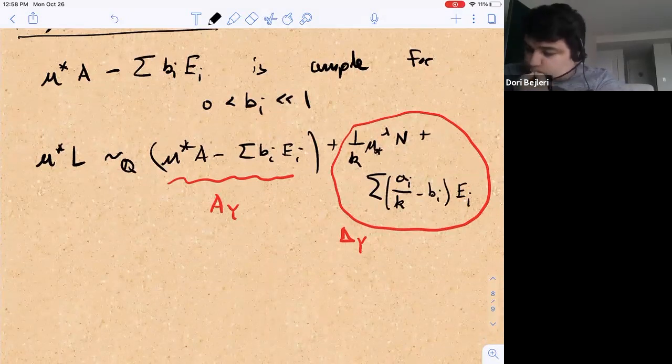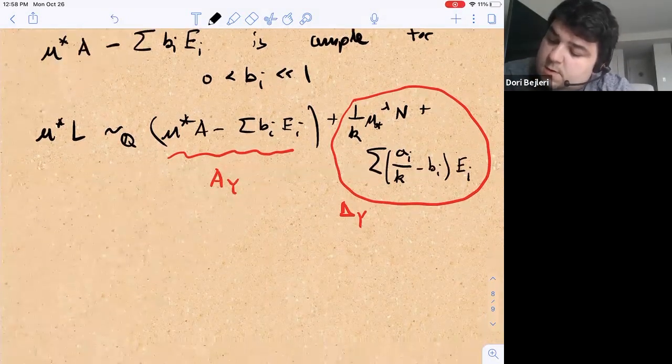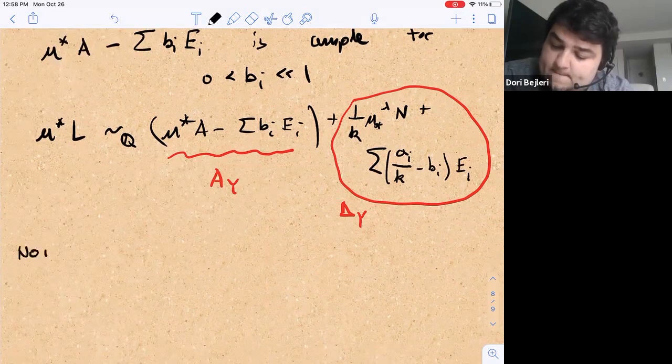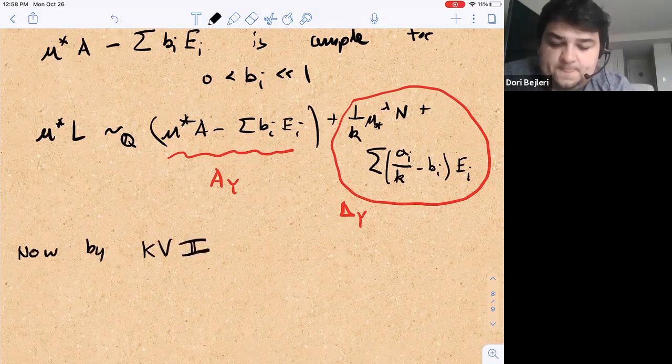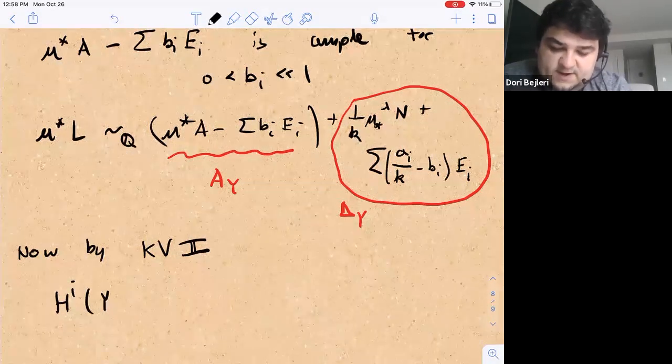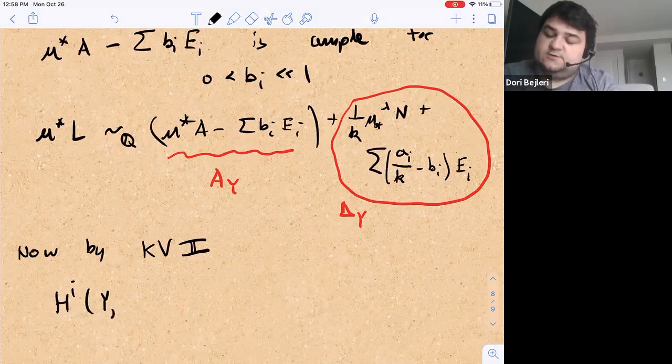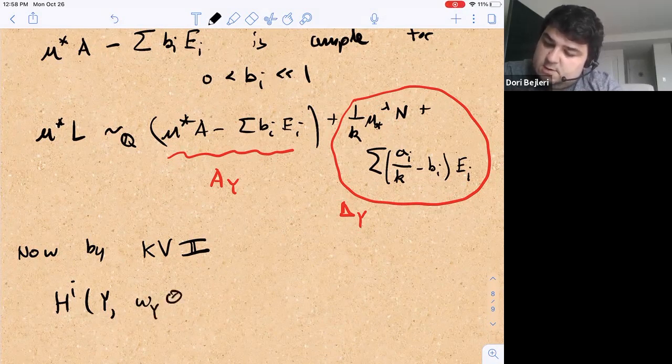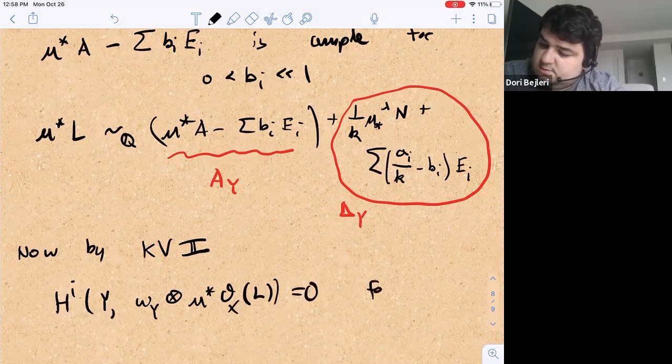So now by KV2, we know that on Y we have the vanishing we want. And this is the step where it's actually easier to use the Serre dual statement, so I'll write it that way. So now on Y, we have that H^i of omega_Y tensor mu upper star of L equals 0 for i greater than 0.